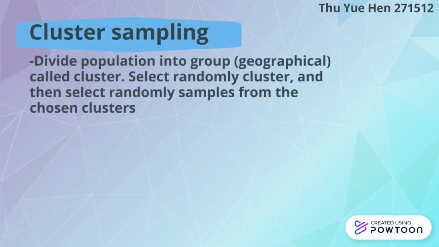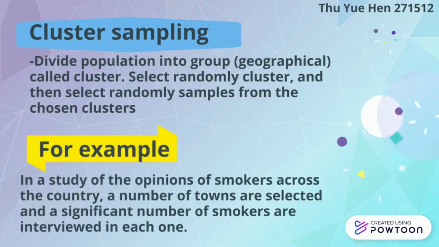Lastly is cluster sampling, which divides the population into geographical groups called clusters. Select clusters randomly and then select samples randomly from the chosen clusters. For example, in a study of opinions of smokers across the country, a number of towns are selected and a significant number of smokers are interviewed in each one.